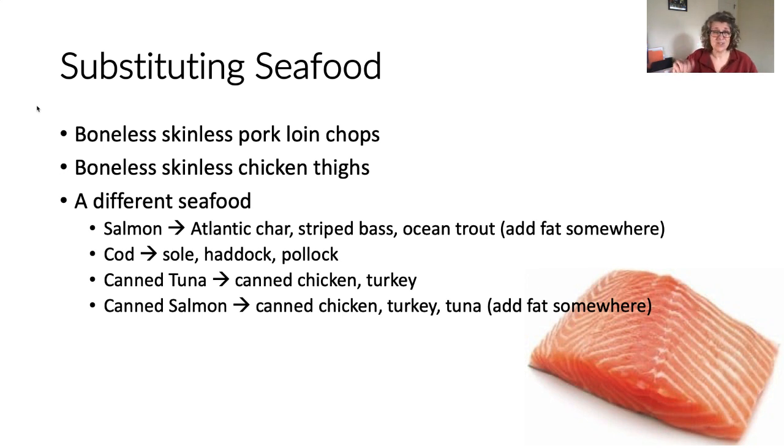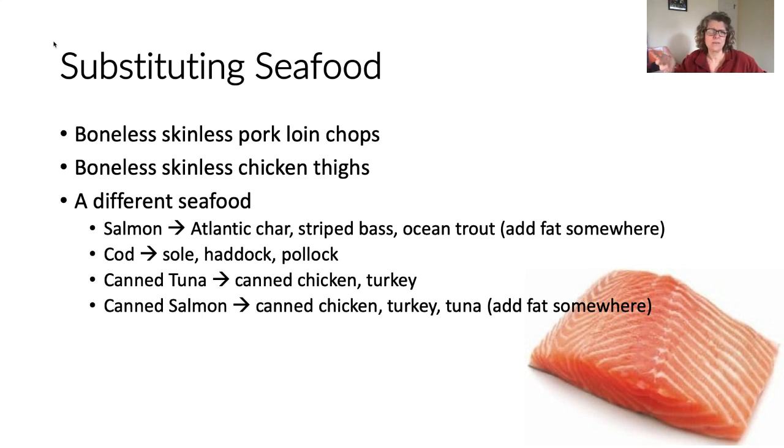And typically that's just maybe adding a half teaspoon or so of butter to a vegetable or to your quinoa, or a handful of almonds or a tablespoon of macadamia nuts. I mean, there's lots of things that you can do to add that fat in. For cod, good substitutes are sole or haddock or pollock, if you don't like cod. Flounder, you can use any flaky whitefish.